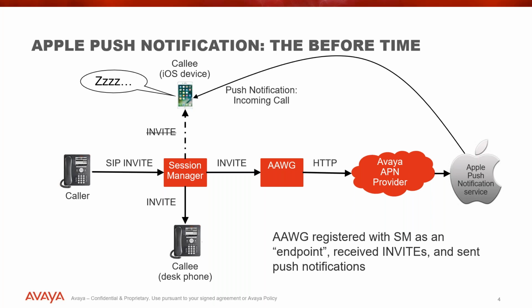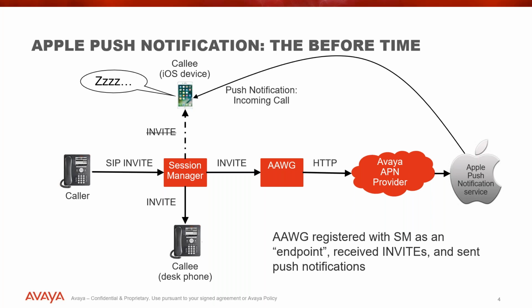So the push notification goes from AAWG to the Avaya APN provider. That's a cloud application. It's just one application in the cloud maintained by Avaya, not something that individual customers need to purchase or maintain or even worry about. And then that Avaya APN provider has a connection to Apple's push notification service. The reason we have this Avaya APN provider in the middle is so that there's only one server that needs to authenticate and register with Apple.